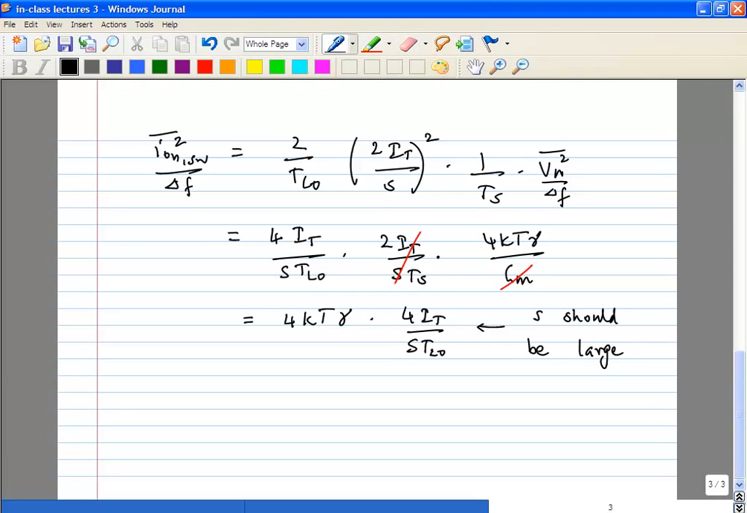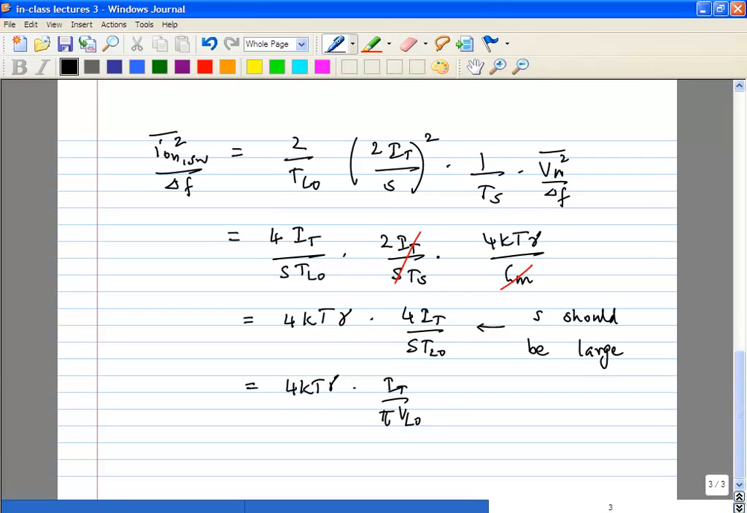S should be large, right? For linearity we saw that S should be small, because the displacement current depended on d of VLO minus Vx over dt. Remember that, right? So what else do we know for a sinusoid? If you have sinusoidal input, you can find the slope at the zero crossings, and it turns out to be IT over pi VLO.